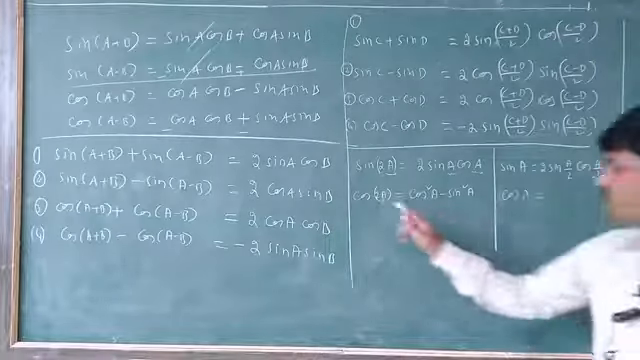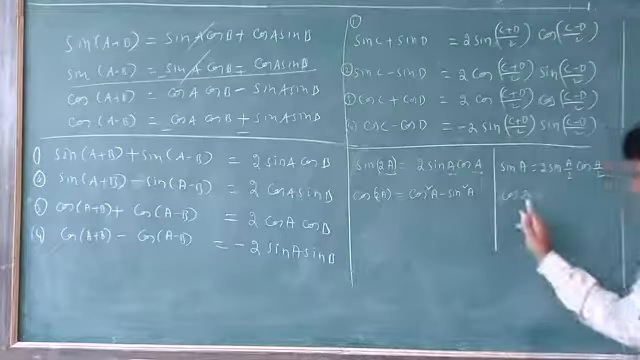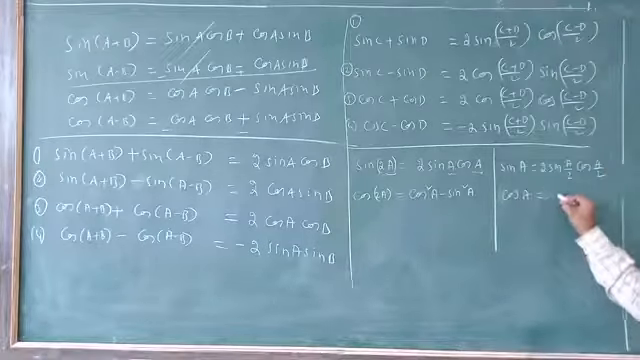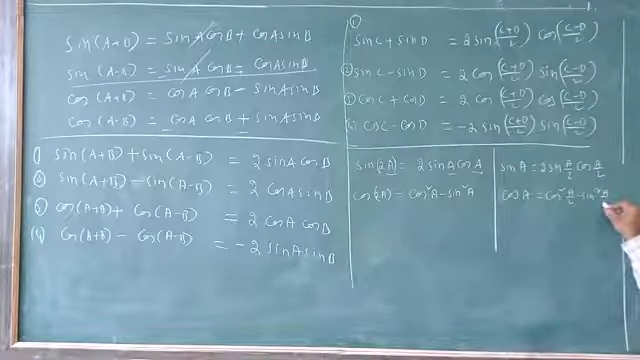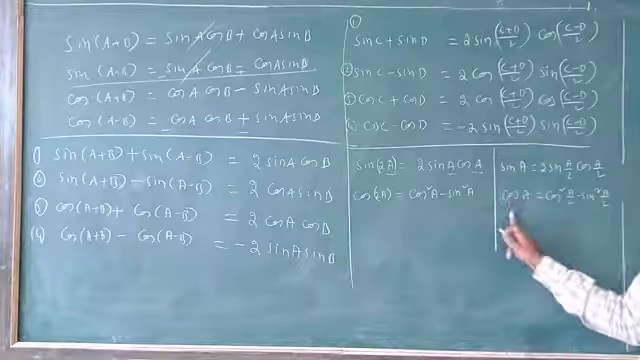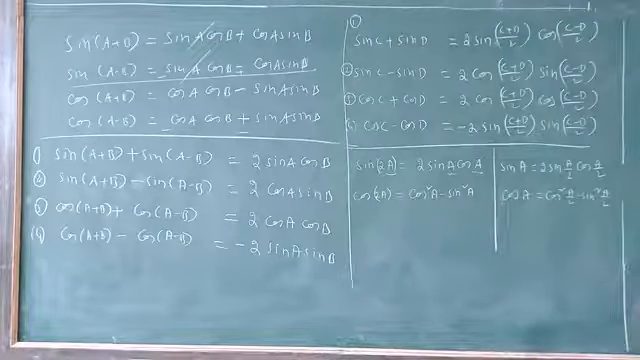Cos a. Here 2a is there. Here a you got. Angle a we got. Right? Here only a is there. Here what do you get? Cos square a by 2 minus sin square a by 2. This is the cos a formula. Clear? Yes. Next.